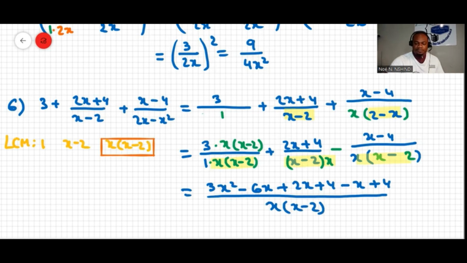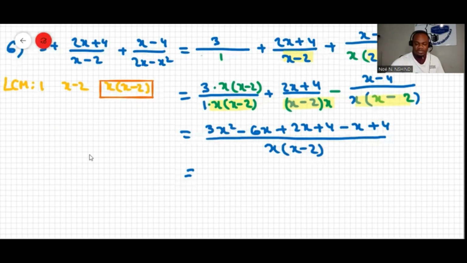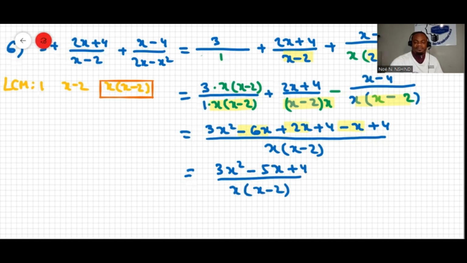Now, any like terms, the terms that end with x squared, we have just 3x squared, we don't have more. And the terms with x, you have negative 6x, positive 2x, and negative x. So these together make negative 5x. So negative 5x plus 4 over x brackets x minus 2 brackets. Okay, that was question 6.